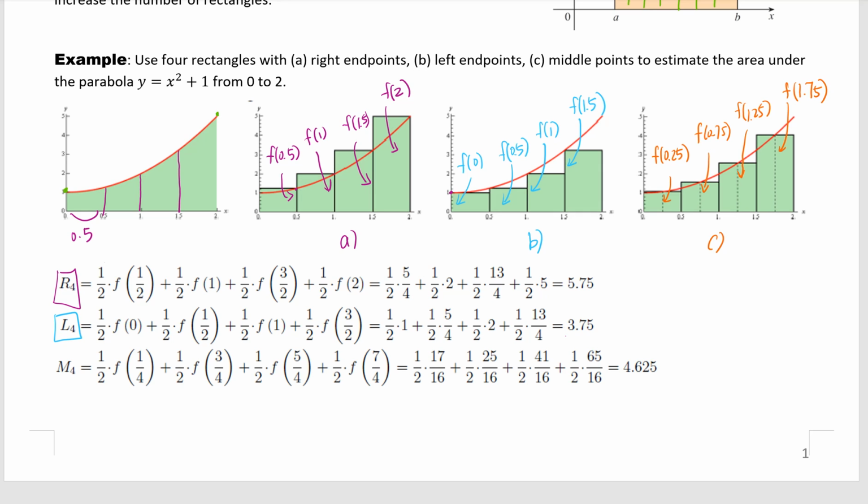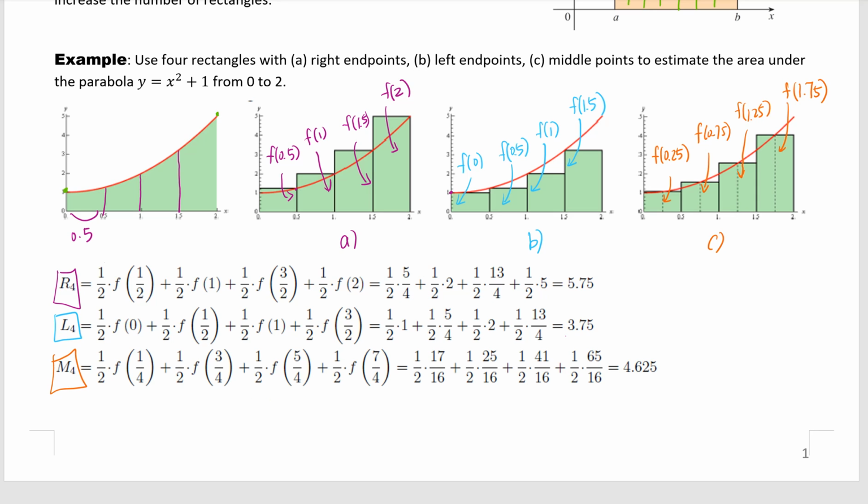So that's why, for the midpoint sum, the first rectangle width is 1/2, height is f of 0.25, which is actually 1/4. And then the second one, width is 1/2, height is f of 3/4. The third one, width is 1/2 and the height is f of 5/4. The last one, width is 1/2 and height is f of 7/4.